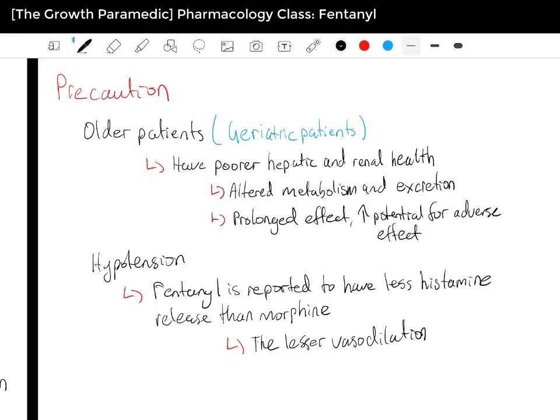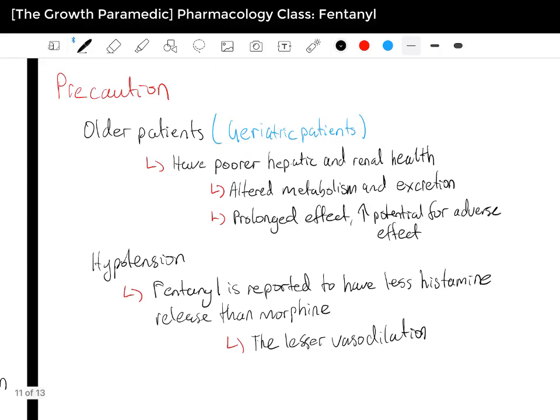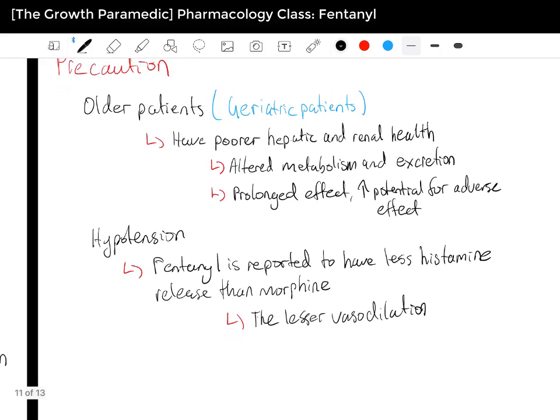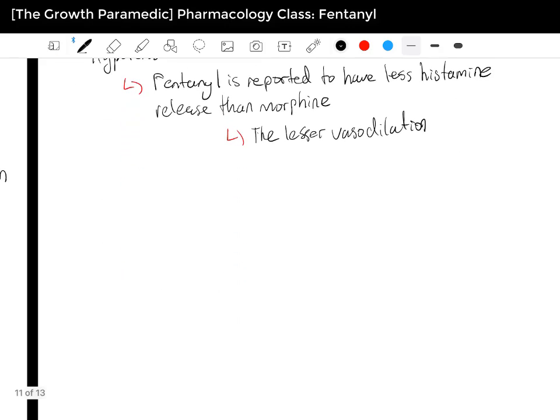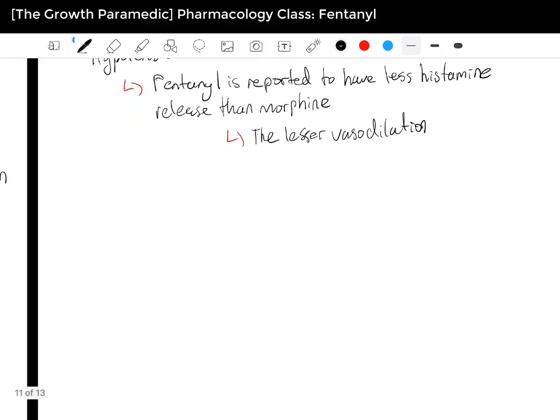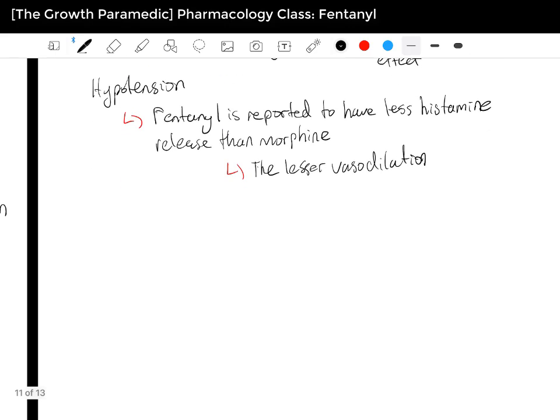So vasodilation is a risk or precaution to be aware of if you administer it. If the patient is already borderline having low blood pressure, just be mindful that you can worsen that. And finally, but not lastly, there are a few other precautions to mention, but these are the ones I want you to be really aware of: fentanyl can cause respiratory depression in large dosages.